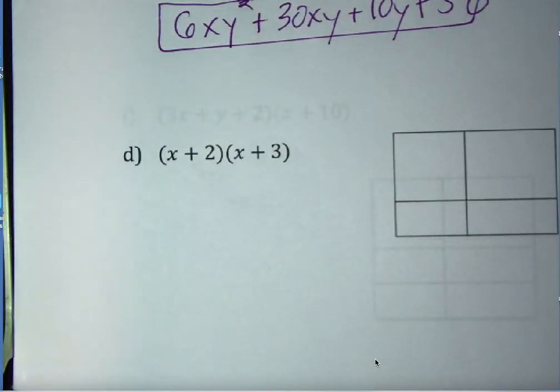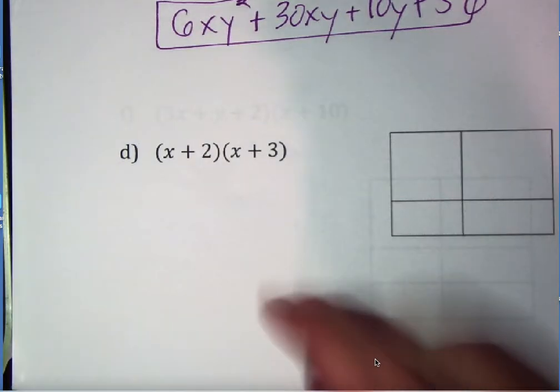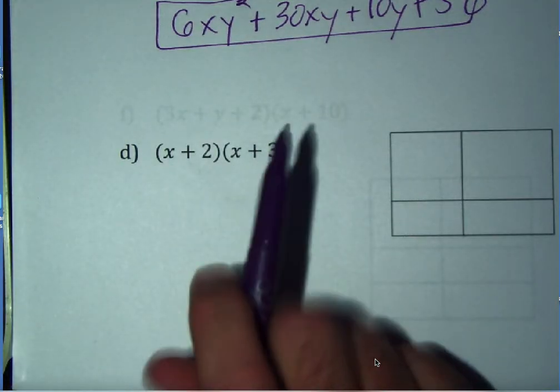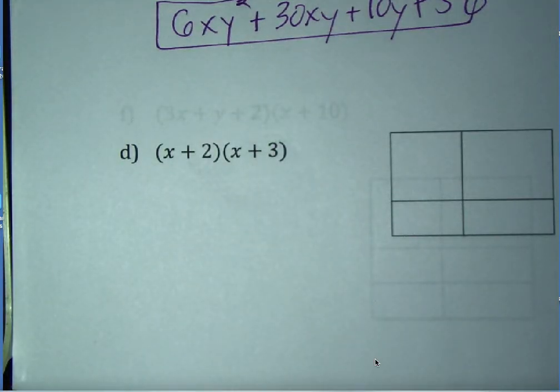You can jump on. I'm going to walk you through this one. Here you go. All right, so we want to know what x plus 2, turn the light back on, Ryan, x plus 2 times x plus 3 is.